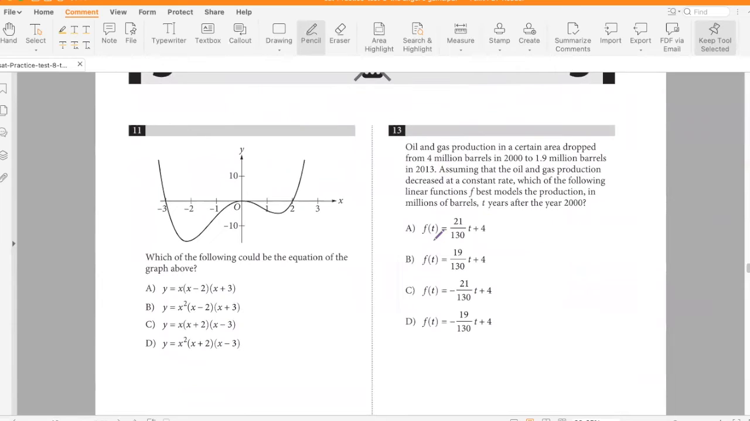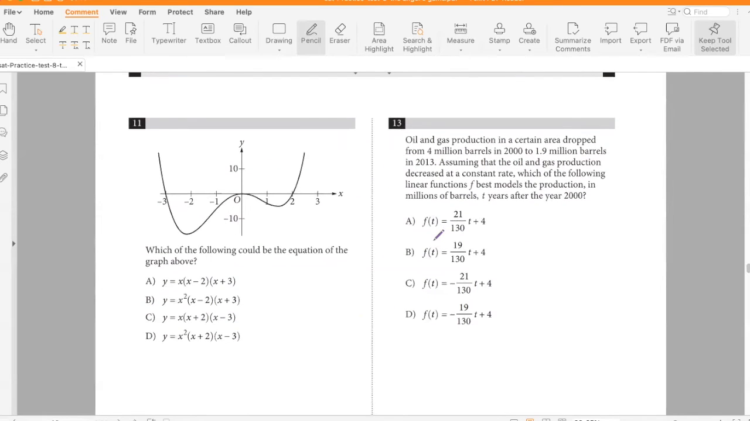Which of the following could be an equation of the graph above? Okay, so the x-intercepts are -3, 0 and 2. So the factors are x plus 3, x and x minus 2. Now at -3, it crosses the axis, so this is a single root. At 0, it turns from the axis, so this is a repeated root. And at 2, it crosses the axis, so again, it's a single root. So x plus 3, x squared, and x minus 2. So B.